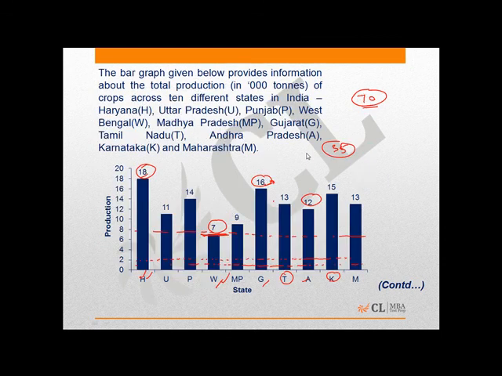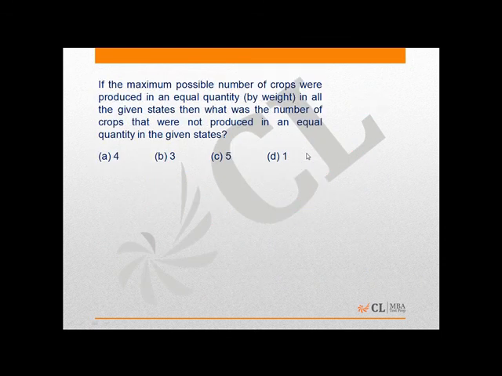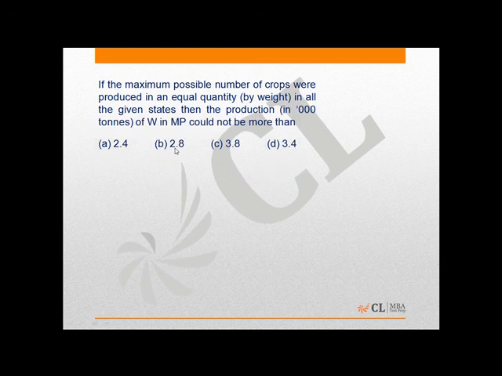And the question asks, what was the number of crops that were not produced in equal quantities? So 5 were produced in equal quantities. So out of 8 remaining, 3 are not produced in equal quantities. So the answer is third.